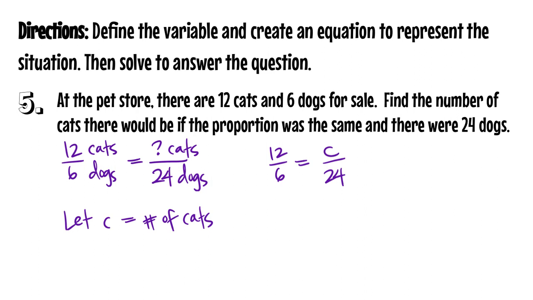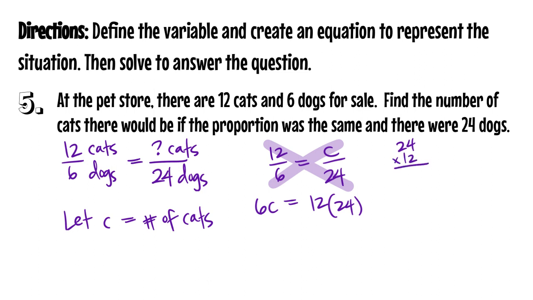We're going to use the same strategy that we did in the earlier problems, cross multiplication, because we have two fractions set equal to each other. So that gives us 6C equals 12 times 24. You can use a calculator. If you don't have a calculator, let's just do our calculations here.